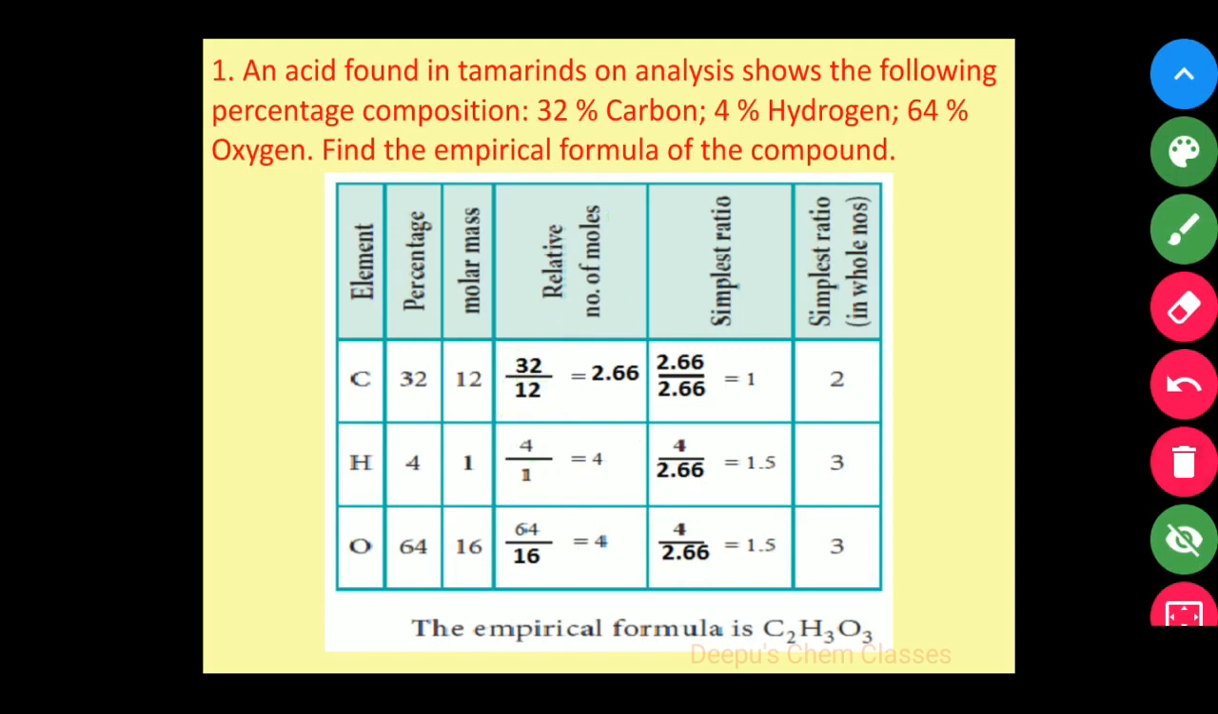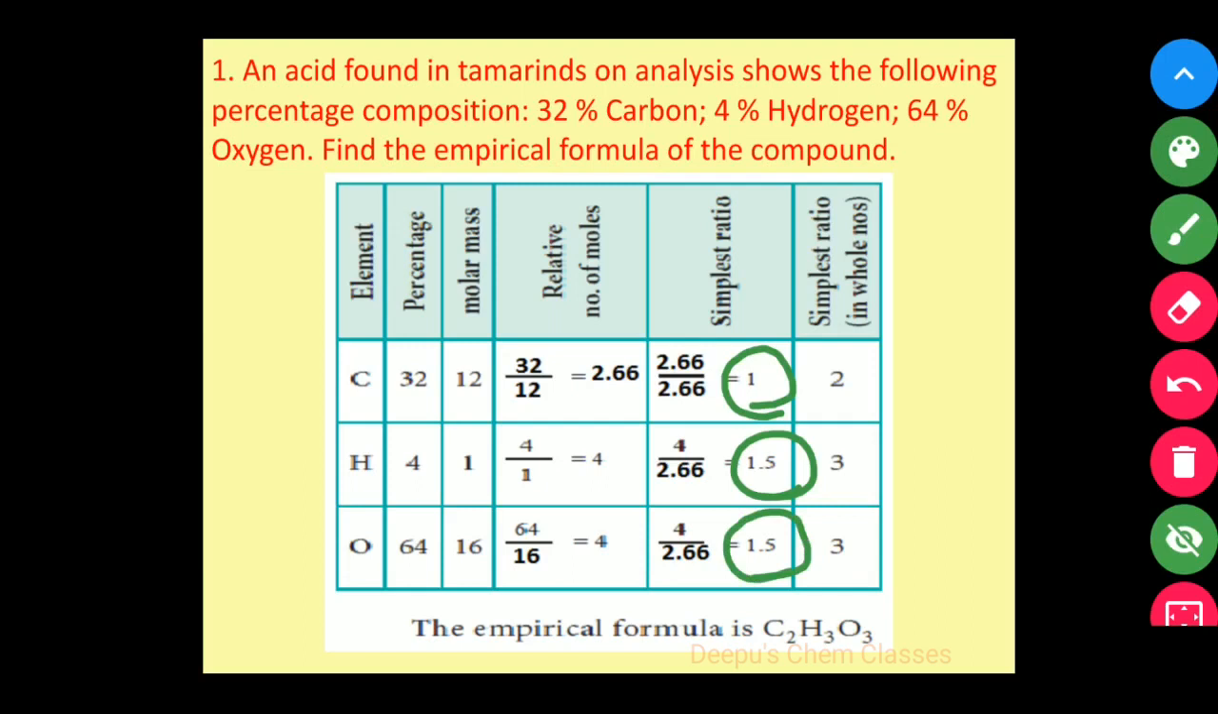Then in the next column, we have to find out the simplest ratio. So among the relative number of moles, we have to find out the smallest one. 2.66 is the smallest one. So to find the simplest ratio, we have to divide each relative number of moles by the smallest number of moles. So 2.66 divided by 2.66, we can get simply 1. Then 4 divided by 2.66, we can get 1.5. 4 divided by 2.66, we can get 1.5. Remember, simplest ratio we are not getting as a whole number.